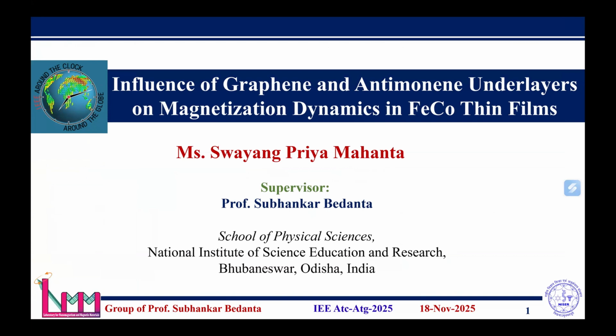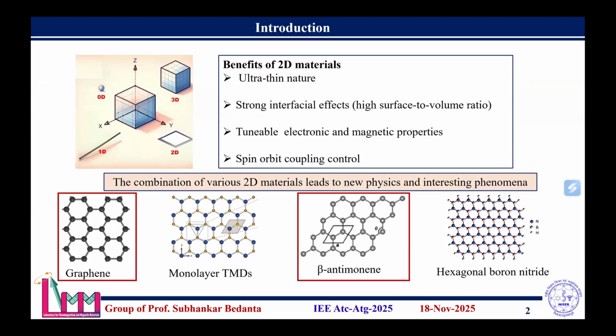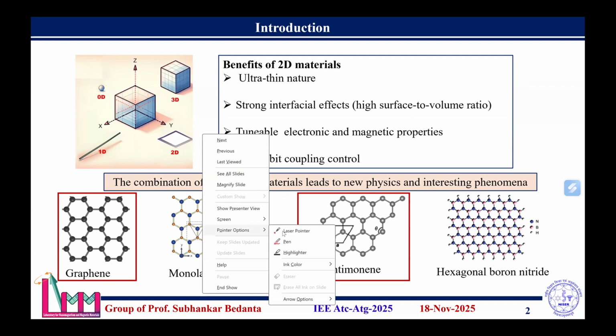Today I will be talking on the topic: influence of graphene and antimony underlayers on magnetization dynamics in FeCo thin films. So this is a brief introduction. To characterize any material, depending on the number of coordinates we need to represent it, materials are classified into four categories, mostly 0D, 1D, 2D, and 3D. In this talk, I will be focusing mostly on 2D materials.